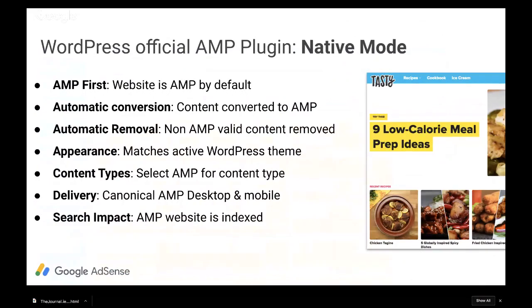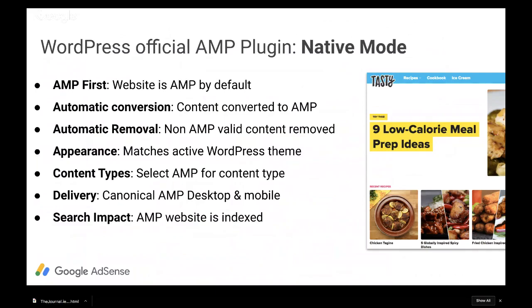Lastly, I'm going to talk about using native mode with the official plugin. Using native mode means your website is AMP first, and by default, it will not feature a /AMP suffix in the address bar. Using native mode also provides automatic conversions. The plugin converts all content to AMP valid content. It also features automatic removal. It removes any non-AMP valid content to ensure AMP valid URLs.